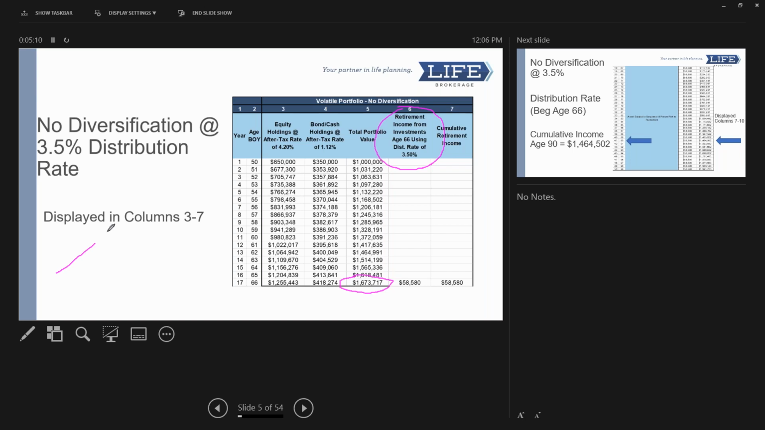So we think of this as a mountain. You're going up the mountain in accumulation, and then you're coming down the mountain in retirement. Okay, 98% of wealth advisors focus on the up. You get to the top of the mountain, and then you're kind of left to figure it out from there.